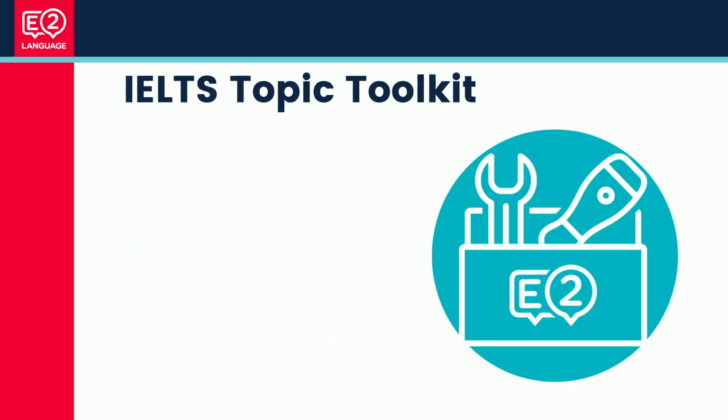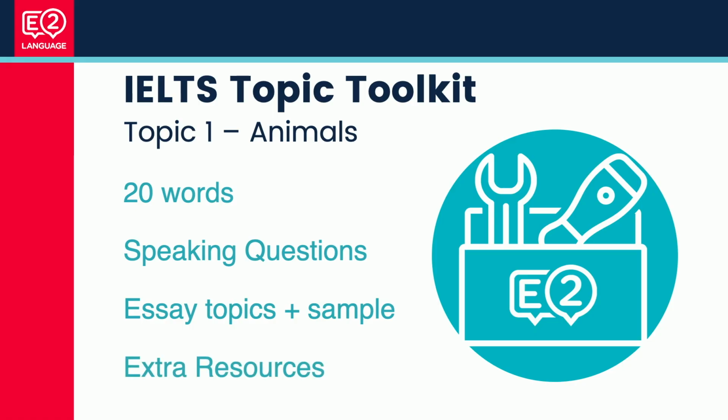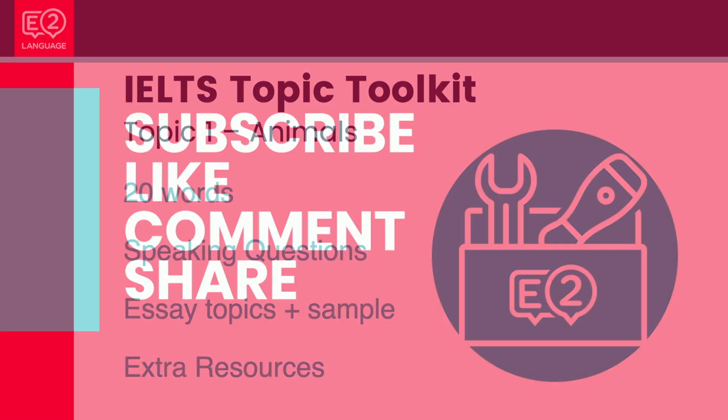We can help get you started with the IELTS topic toolkit on our blog. Follow the link below for topic 1, which is all about animals. In the toolkit, you'll find 20 words with definitions and example sentences. You'll find speaking questions, essay topics plus a sample essay, as well as extra resources. Things like podcasts, articles, and videos.